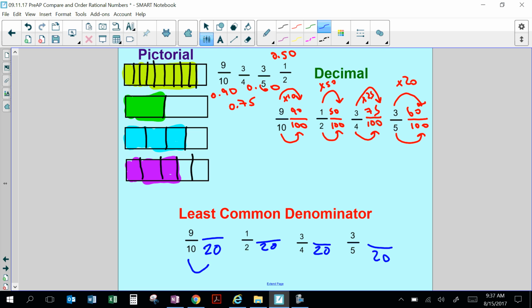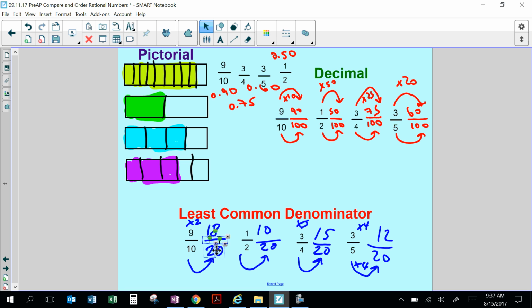What is the scale factor from 10 to 20? Times 2. That's 18/20, so 9/10 is equivalent to 18/20. What is the scale factor from 2 to 20? Times 10. That's 1/2 is equivalent to 10/20. What is the scale factor from 4 to 20? Times 5. That's 15/20, so 3/4 is equivalent to 15/20. What is the scale factor from 5 to 20? Times 4. That's 12/20.